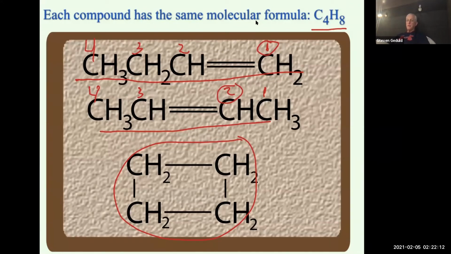The top one is 1-butene. The second one down here is 2-butene. Now look at the third one down. These are 4 carbons, all in a circle. Every carbon is counted, and count the hydrogens: 2, 4, 6, 8. Every one of those is C4H8. All 3 of those have the same chemical formula, but very different structural formulas.